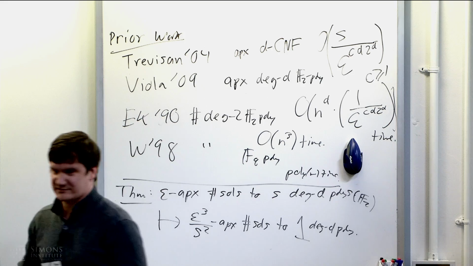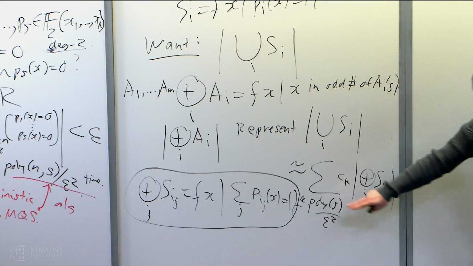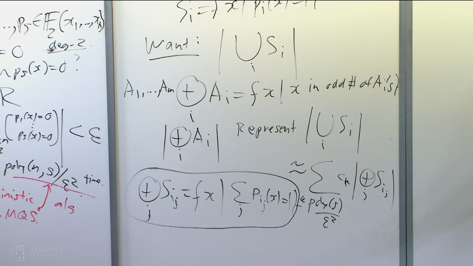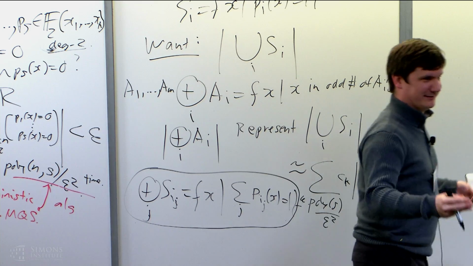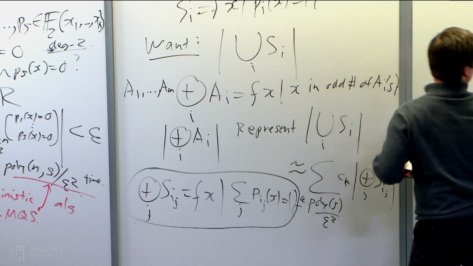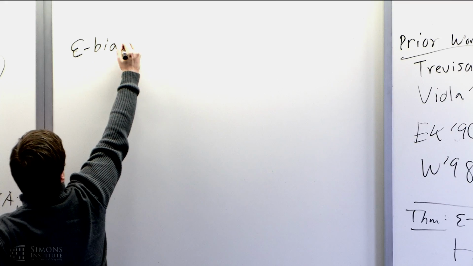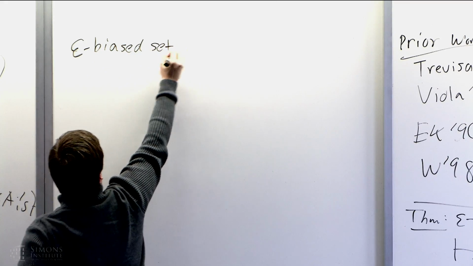Yeah, each CK is actually very easy. It's like 1 over 2 to this number. Will this imply a PRG? Let me tell you how it works, and then you can tell me. We'll use epsilon-biased sets.